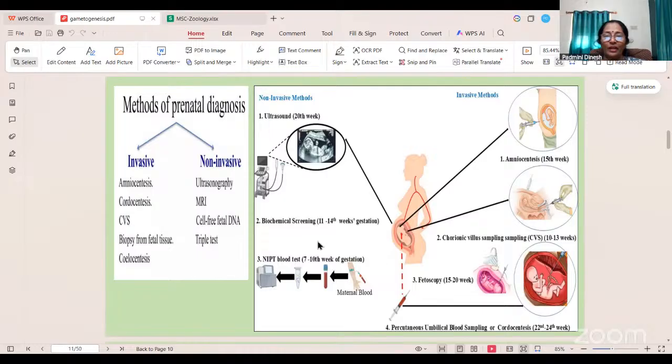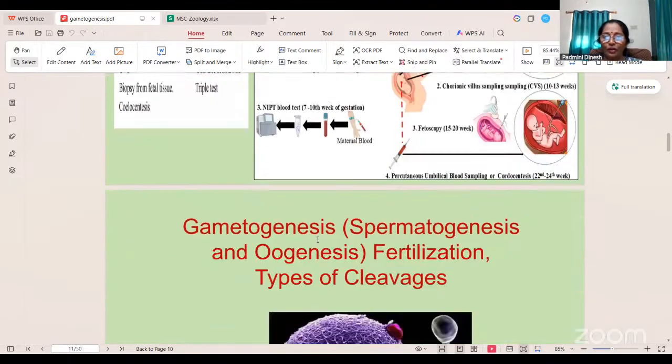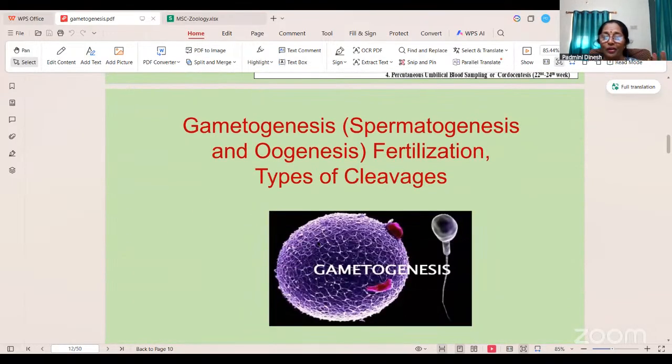So this much I could do for unit one. Now we'll go to the next one, developmental biology, because this is also a very important topic. Under developmental biology, the first one we'll be talking about is gametogenesis. What is gametogenesis? The formation of gametes is called gametogenesis. That is, the formation of the sperms and ovum is called gametogenesis. Then under that, we'll be talking about fertilization and types of cleavages of the zygote.